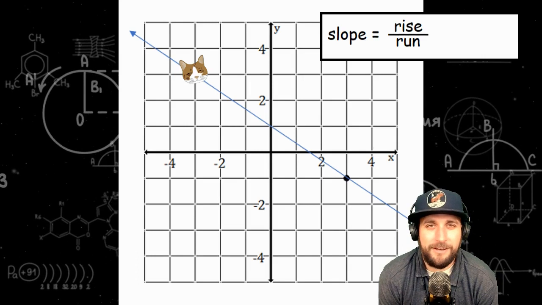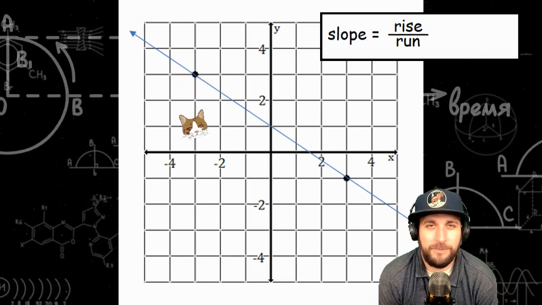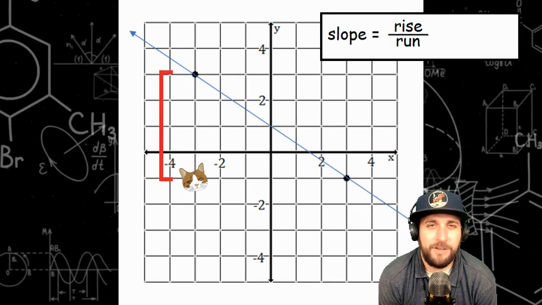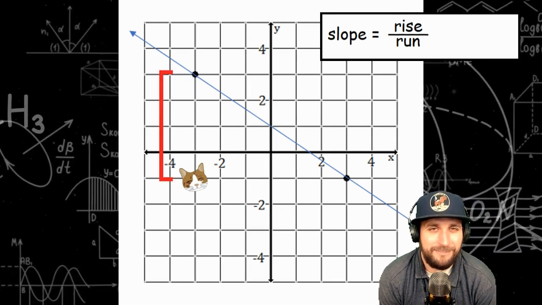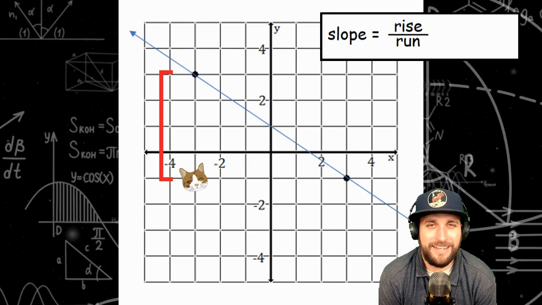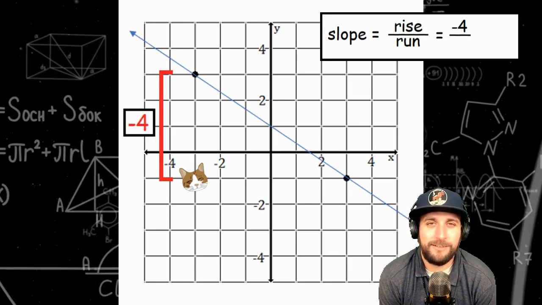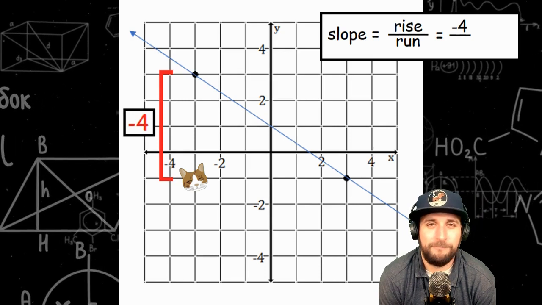So I have to go down 1, 2, 3, 4 units. Since I'm going down 4 units, when you go down in slope, that's a negative move. So my rise would be -4 because I had to go down 4.